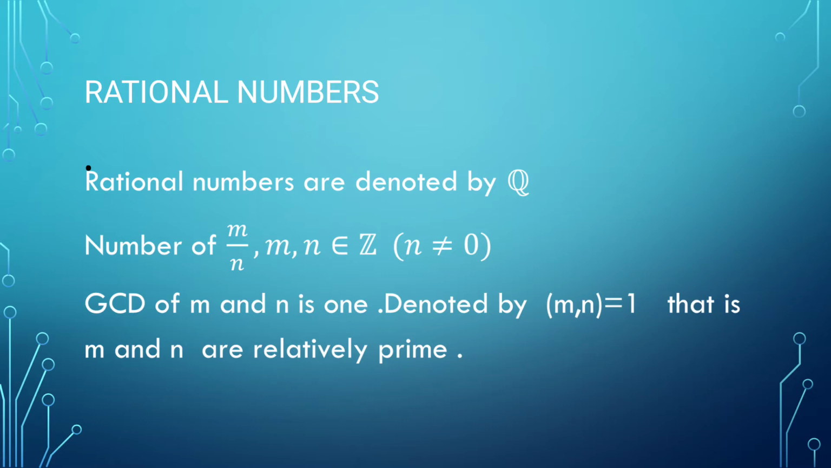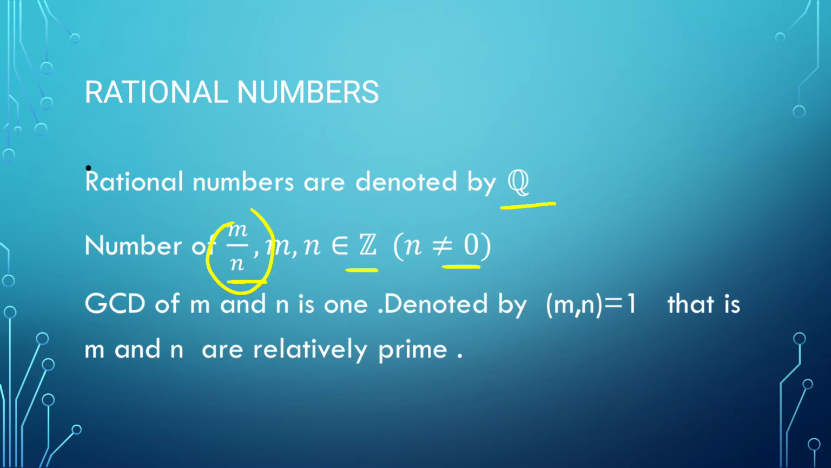Rational numbers are denoted by Q. The number m over n, or a fraction of m and n, where m is the numerator and n the denominator, where both are integers, and making sure that n is not equal to 0. So if you find this kind of number, that number will be called a rational number.